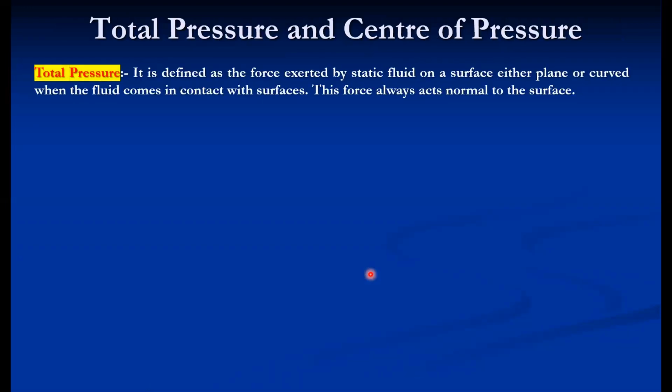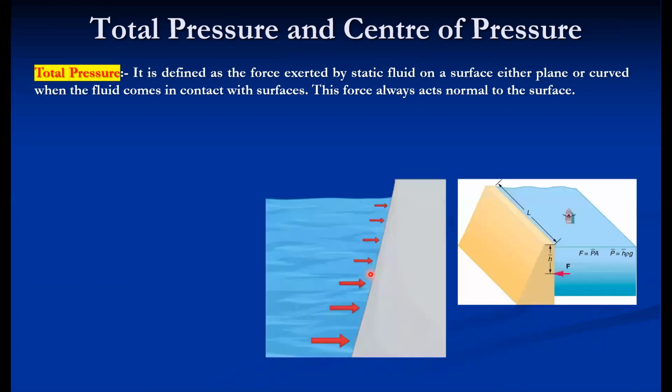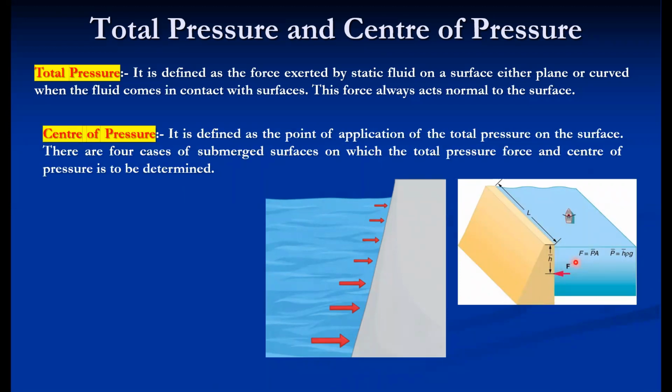So the total pressure is nothing but the force exerted by a static fluid on a surface, either plane or curved, when the fluid comes in contact with these surfaces. This force always acts normal to the surface. So this is a liquid body in this case, and the entire body exerts a force, which generally acts normal to the surface. The point of application of this force is called the center of pressure. So it is defined as the point of application of total pressure on the surface.